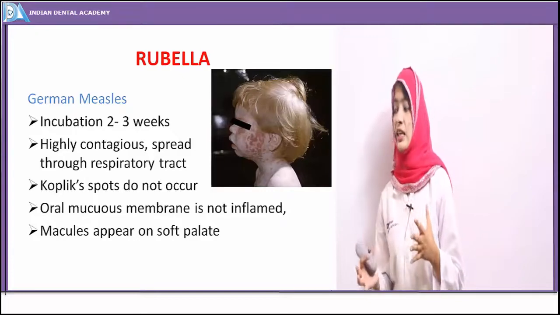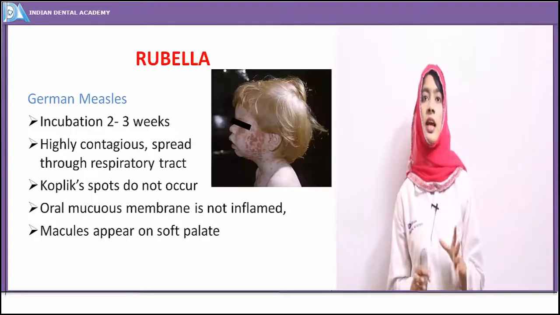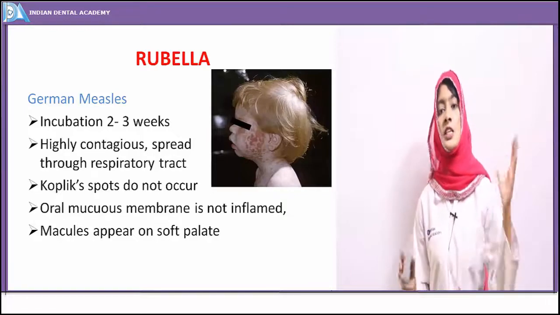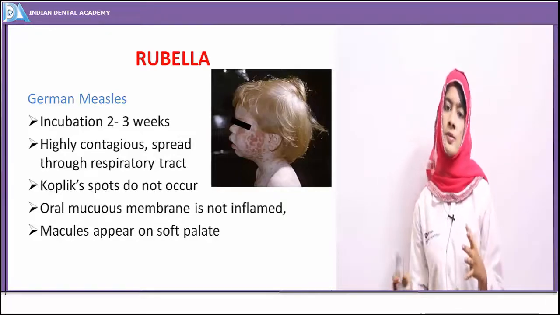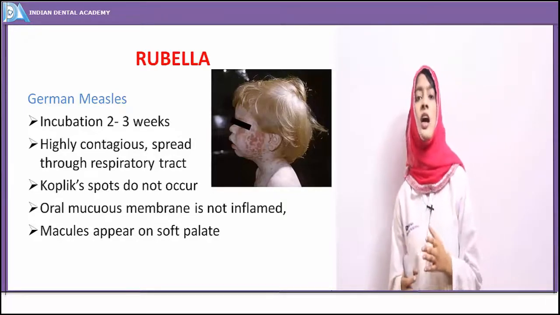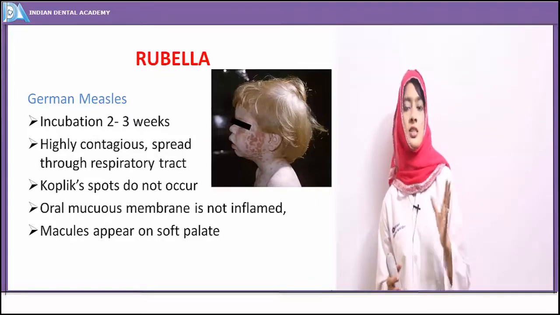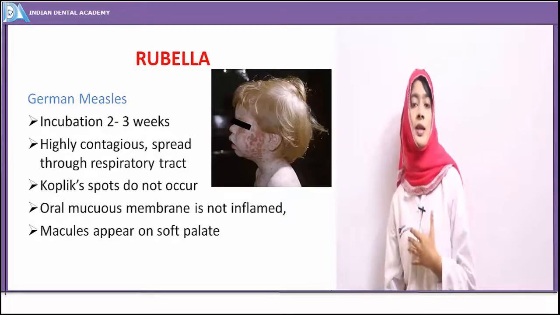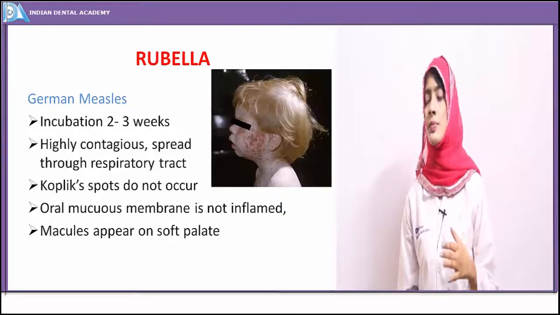So this is highly contagious, and the only characteristic difference is, as I told you, Koplik spots do not occur. Similar shaped vesicles may be seen on the body and the oral mucosa. All the cutaneous eruptions and the prodromal symptoms may be severe. But rubella is a more severe form of the measles infection.